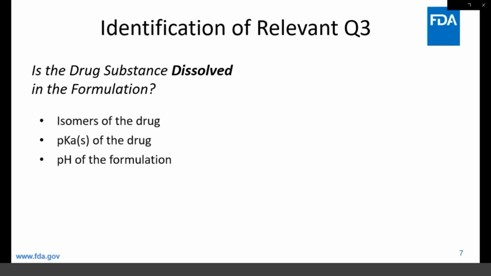So if we begin by looking at the state of the drug substance, if the drug substance is dissolved, typically we think about what is the pH of the formulation? Is the pH of the formulation close to the pK of the drug, for example? Because if it is, then small differences in the pH of the prospective generic product compared to the reference product could lead to differences in solubility that in turn could lead to differences in bioavailability. Similarly, if there are different isomers for the drug substance, we think about if they contribute to differences in solubility of the active ingredient in the dosage form.